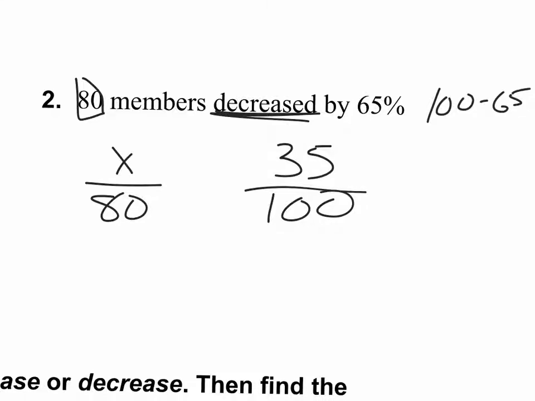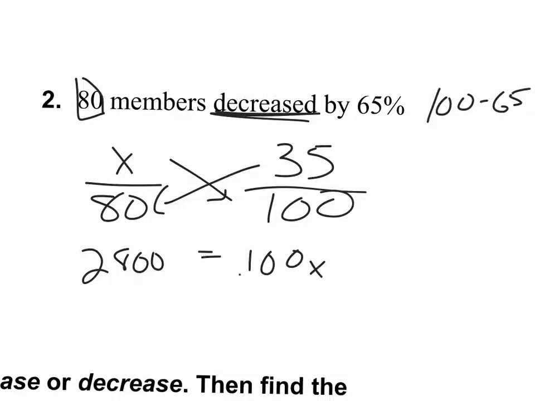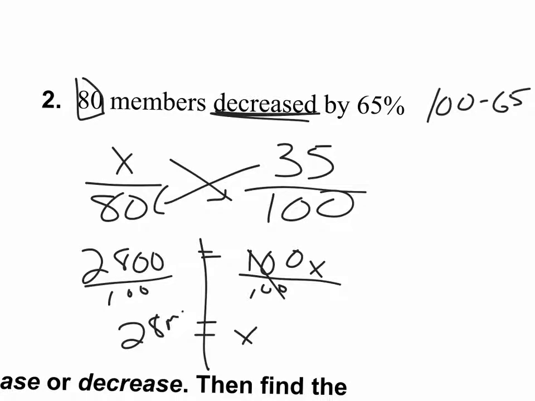Then we do our cross product, so I'm going to take out my handy dandy calculator. I'm going to do 35 multiplied by 80, which gives you 2,800. Then x times 100, which would be 100x. We divide by 100 on both sides, draw our line, divide by 100. X should equal 28, and we have a label, members.